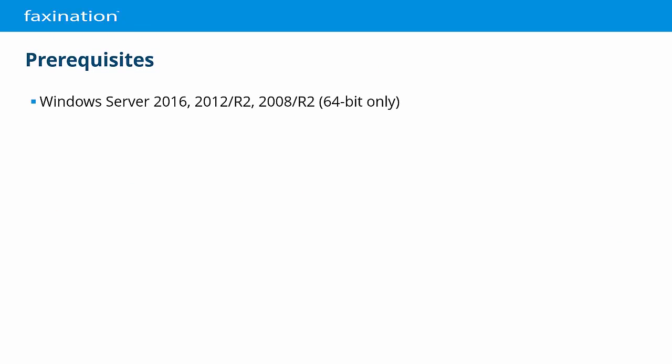In preparation, we've already installed the Faxination 2016 prerequisites. The supported operating systems are Windows Server 2016, 2012, 2012 R2, 2008, and 2008 R2. Note that the original Windows Server 2008 was available in both 32 and 64-bit versions. Faxination 2016 is a 64-bit application, so only 64-bit operating systems are supported.